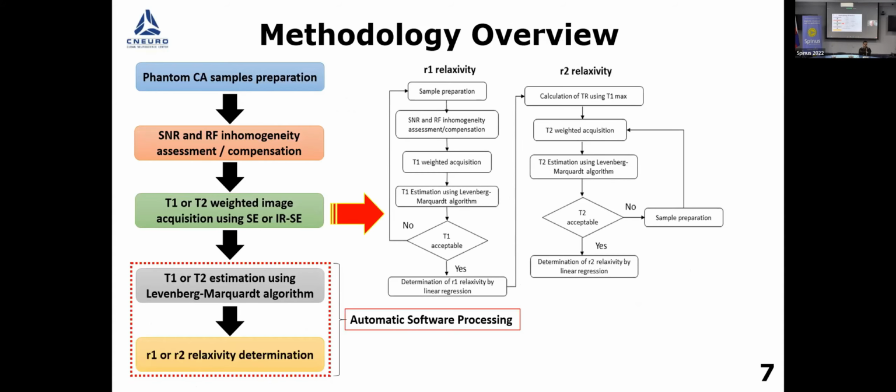Well, this is the general methodology overview. Now we've seen how to prepare the sample, the SNR and RF assessment, and once you select your pulse sequence, whether it is spin echo or inversion recovery, we run into the automatic software processing part, in which we estimate your T1 or T2 relaxation times using the Levenberg-Marquardt algorithm. And then, knowing the concentration of the sample you want to characterize, you estimate the relaxivity by linear regression.